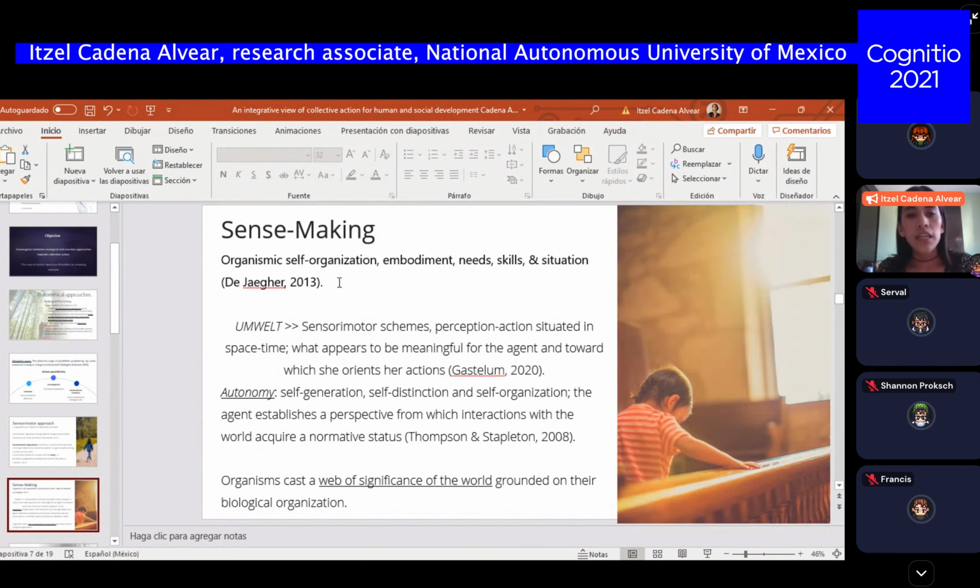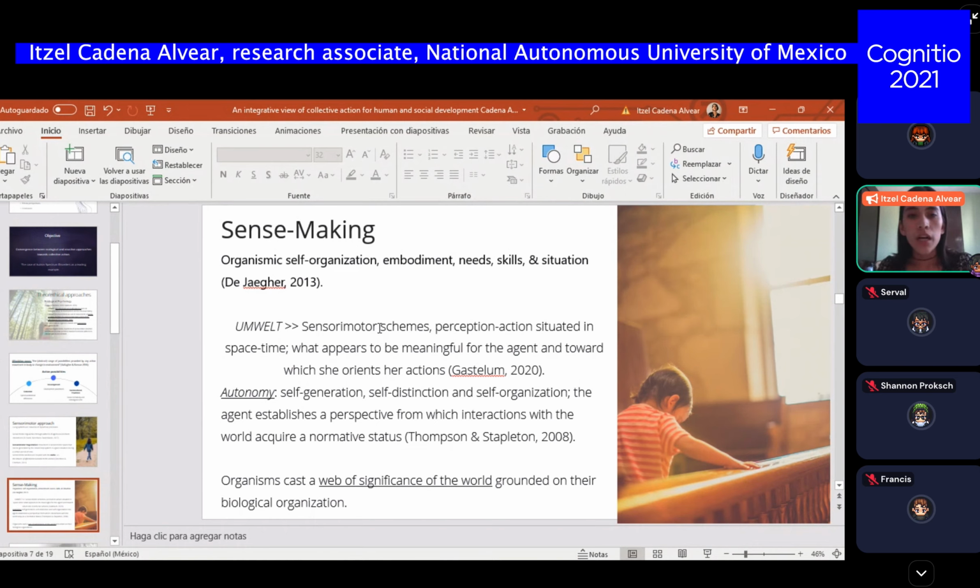Now, the next theoretical approach is sense-making. So, in the enactive view, we conceive cognition as the sense-making of the world based on our organismic self-organization, our embodiment, our needs, our skills, and the lived situation. So, taking into account the previously defined concept of Umwelt, that, as we know, is the way the organism inhabits and experiences the environment based on their biological instances or their biological organization.